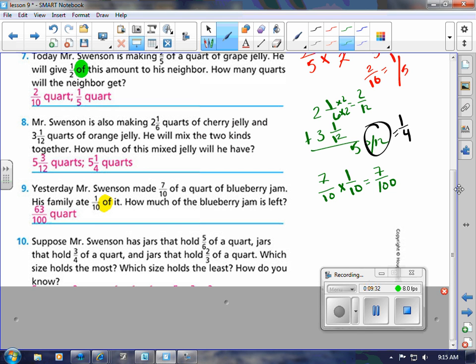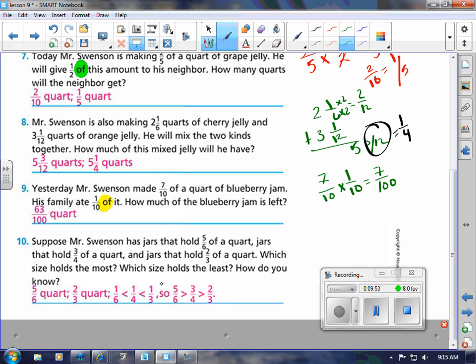Suppose that Mr. Swinson has a jar that holds 5/6 of a quart, jars that hold 3/4 of a quart, and jars that hold 2/3 of a quart. Which size holds the most, the least, and how do you know? So find a common denominator and compare them. Pause the video, come back and check. Okay, welcome back. Here's what you guys should have found. 5/6 of a quart is the most, 2/3 of a quart is the least, and here's how you know when you look at common denominators. All right, we'll see you guys in class tomorrow.